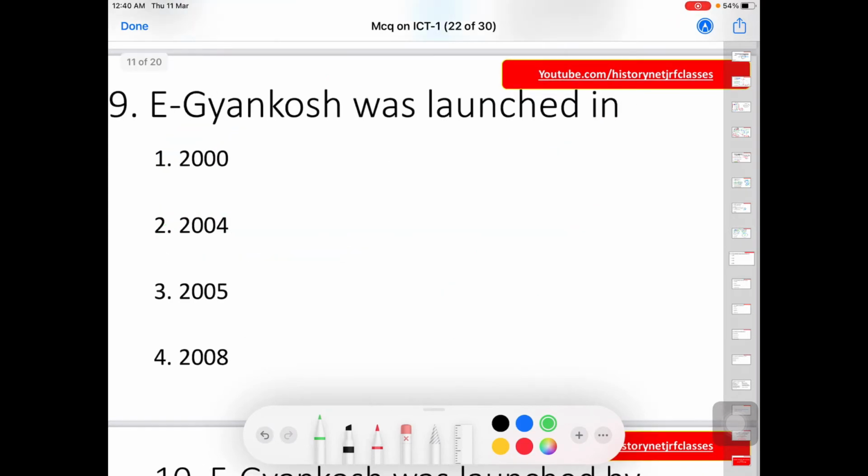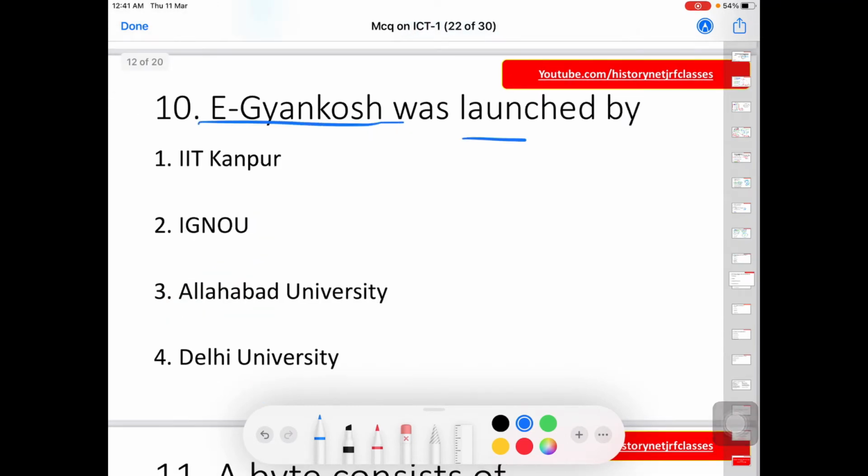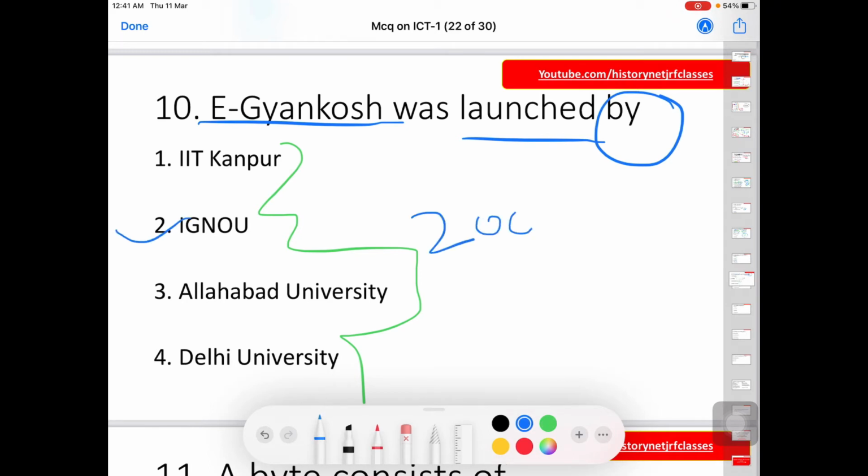Next question is, E-Gyankosh was launched in which year? Options are 2000, 2004, 2005 and 2008. So it was launched in the year 2005, and it is important. Next question is, E-Gyankosh was launched by whom? Options are IIT Kanpur, IGNOU, Allahabad and Delhi University. So it was launched by IGNOU in the year 2005.